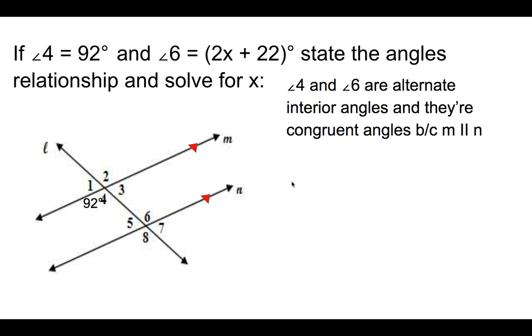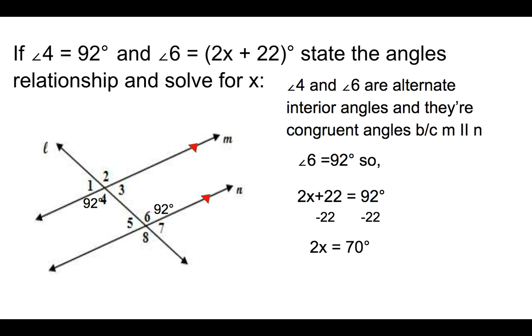So again, if angle 4 is 92, I know angle 6 is 92 degrees, so I can go ahead and say 2x plus 22 is equal to 92 degrees. Do some algebra here, subtract 22 from both sides, and then go ahead and divide by 2, and I get x is equal to 35.